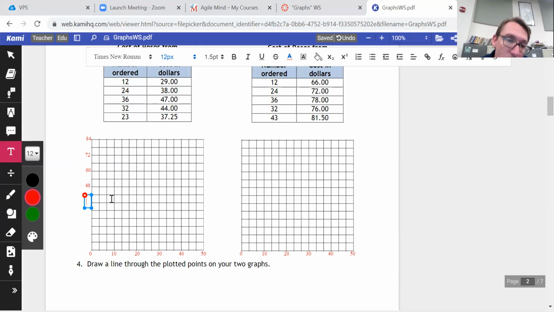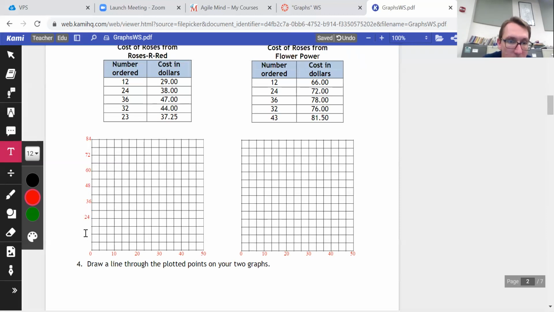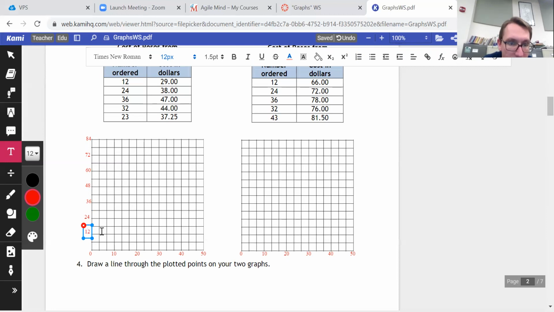48, 42, 36, 30, 24, 18, 12. There, we made it through. I know this takes forever, but you don't have to watch me do it all. You can fast forward if you want.